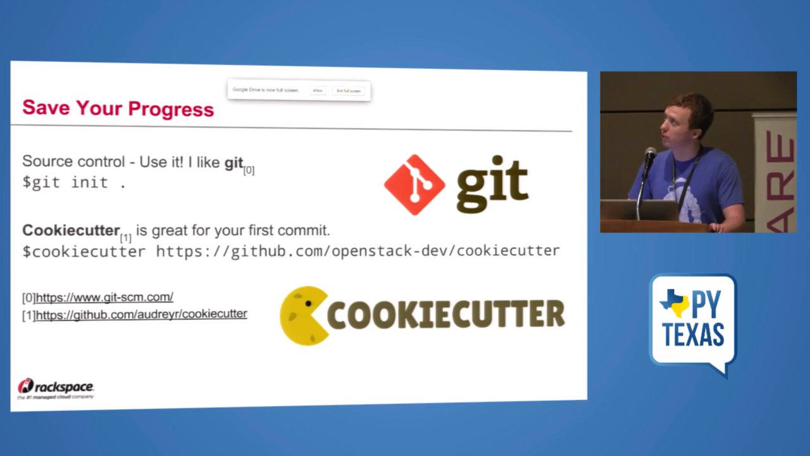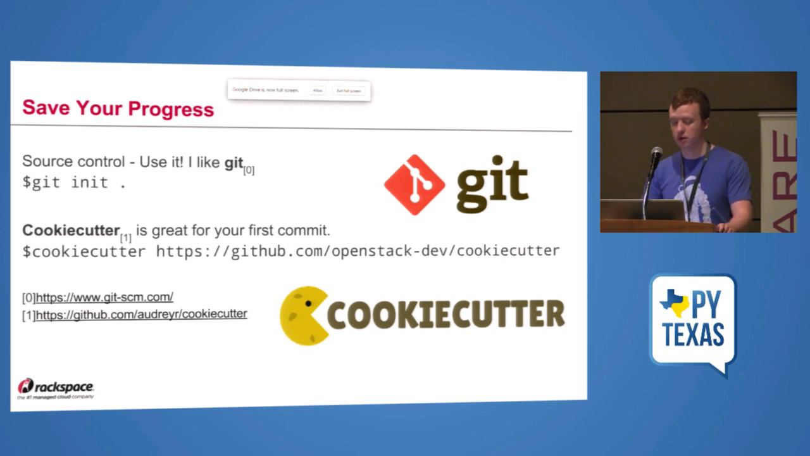So when you start writing your project, you definitely want to save your progress. This may be something that a lot of people are aware of, but definitely use source control with your project. You don't want to be in the situation where you've written a bunch of code and then your hard drive crashes and you've got nothing to show for the hundreds of hours you spent writing it. I like Git a lot. I bet some of you are aware of it. It works really well with GitHub.